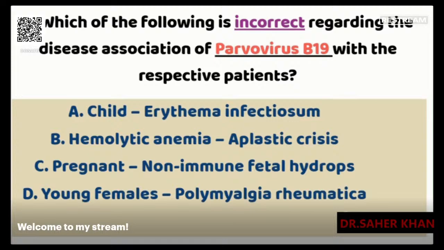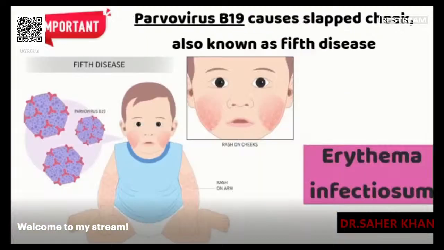The first option says child, erythema infectiosum, and this complication is caused by parvovirus B19. Erythema infectiosum is characterized by a slap cheek rash on the face and a lacy rash on the body, and it is also known as fifth disease or slap cheek syndrome. So, this complication is caused by parvovirus.